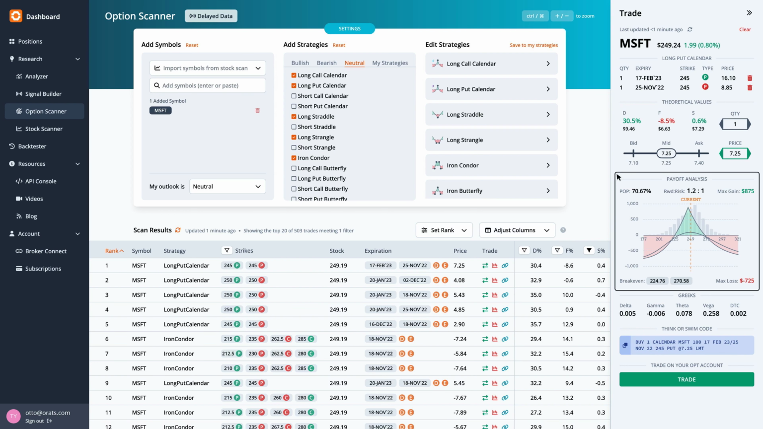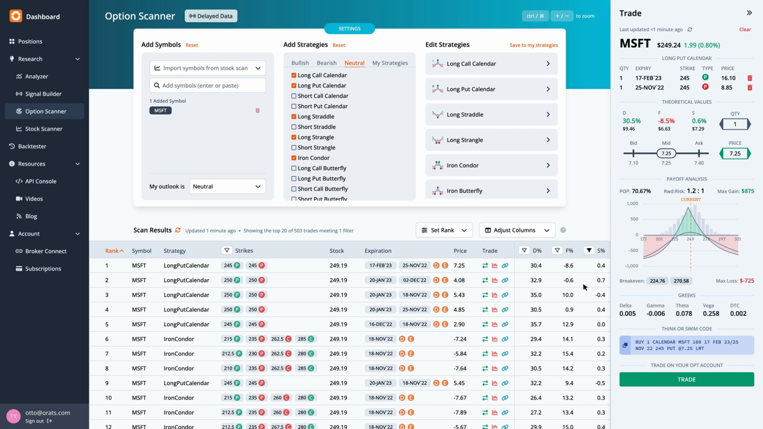We can also look at the payoff graph. The probability of profit sums the probability of the nodes for the part of the payoff picture above the zero profit line over 3 standard deviations. For this trade, the probability of profit is 70.67%. The reward to risk divides the max gain by the max loss. Here the 1.2 to 1 is the ratio of the max gain of $875 to the max loss of -$725. There are 2 break-evens for this long put calendar at 224.76 and 270.58. The total Greeks and Think or swim code complete the information on the trade analysis pop-out.